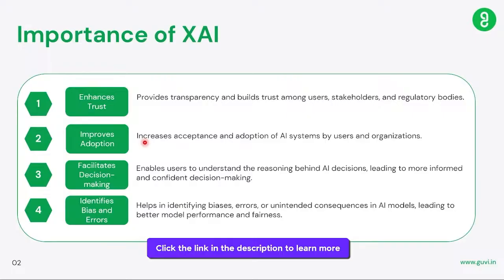So what does improving adoption mean? When users and organizations can comprehend how AI systems work and why they make certain decisions, they are more inclined to accept and adopt those technologies. This increased acceptance leads to broader adoption of AI systems, driving innovation and advancement across industries.